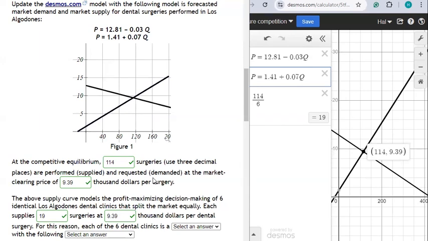So a dental clinic can't sell at above $9,390,000. Why would they want to sell below $9,390,000? At $9,390,000, they can sell as many dental surgeries as possible, right? There's no limit to the number of dental surgeries they can sell. So there's no reason for them to sell below 9.39. And there's a big reason why they don't want to sell above 9.39, because nobody will choose them. They'll go to the other dental clinics that are all charging the market price.